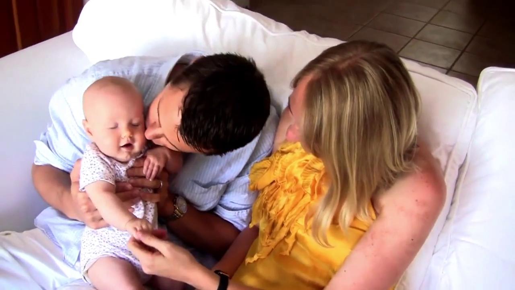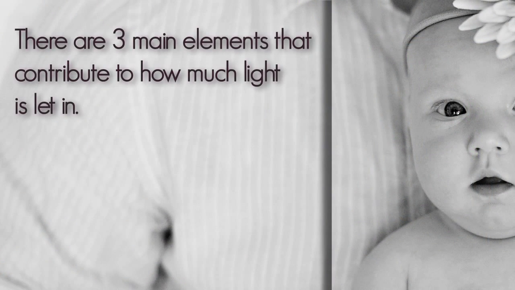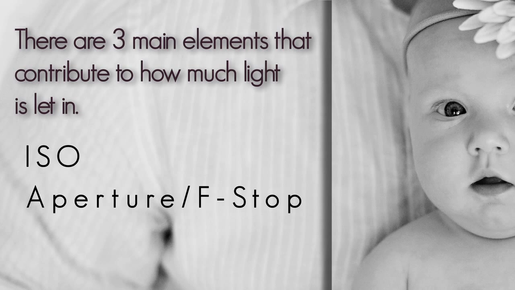When your camera shutter opens and light is recorded on the sensor to create a photograph, there are 3 main elements that contribute to how much light is let in: the ISO, the aperture and f-stop, and the shutter speed.